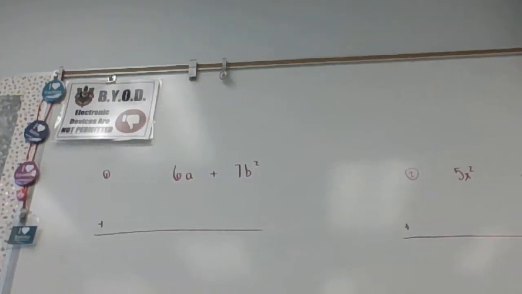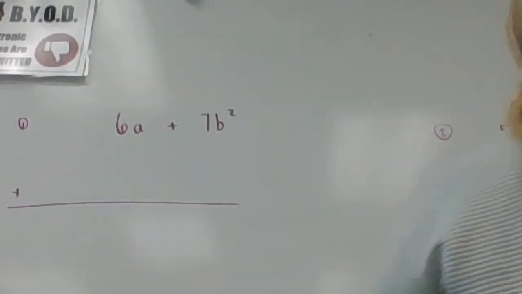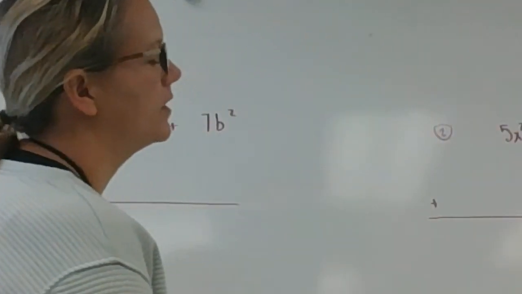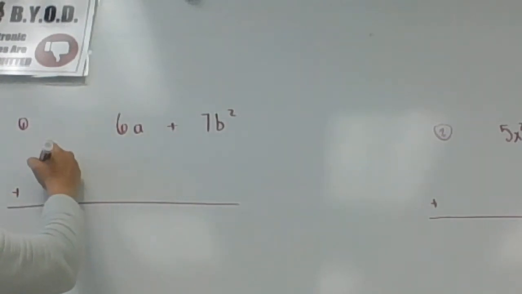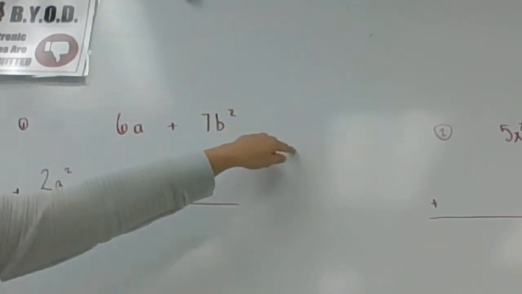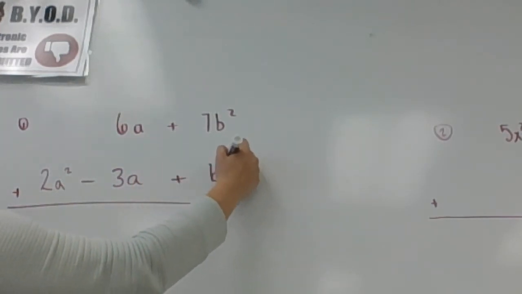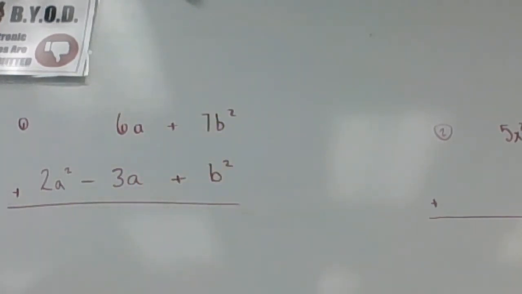Alright, so number 1, let's see if you were able to line it up correctly. I would put 2a squared. The first polynomial didn't have a 2a squared, so I'm putting it under a blank space. It could go here or here, it doesn't matter. The minus 3a should go underneath the 6a because they're like terms. And then the b squared should go under the 7b squared.